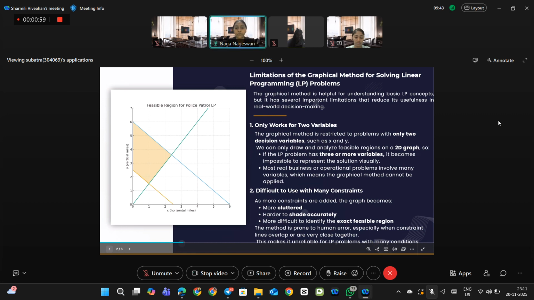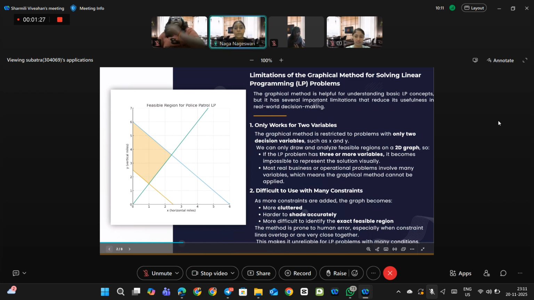The first and most important limitation is that the graphical method only works when a problem has two-dimension variables, usually represented as x and y. Since we can only draw a graph on a two-dimension plane, LP problems with three or more variables cannot be solved graphically.